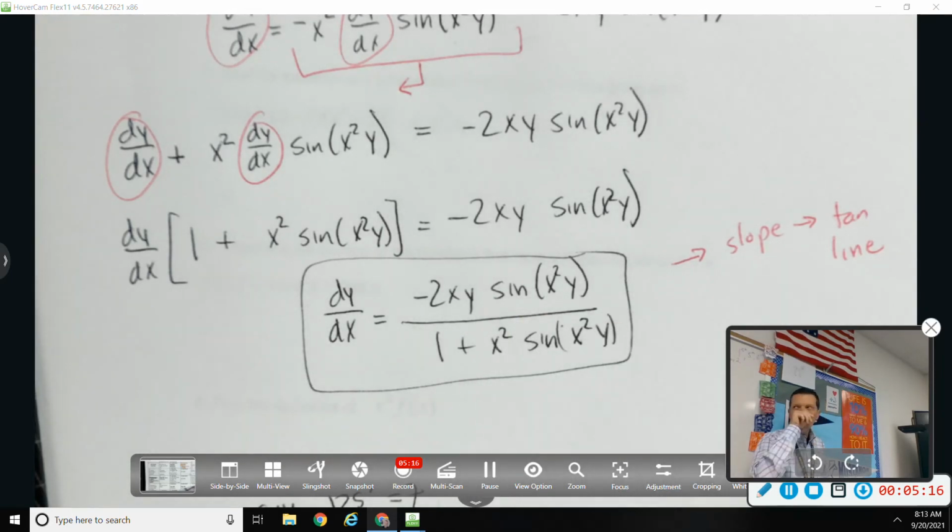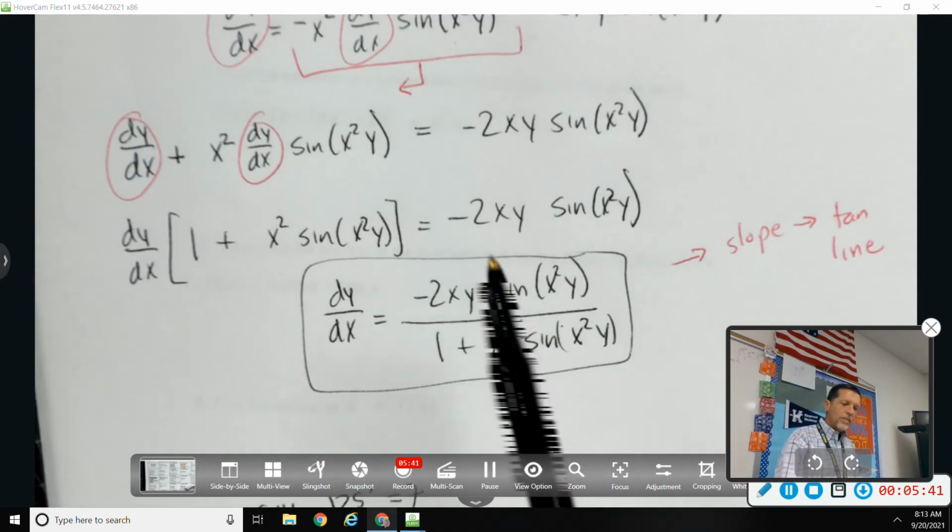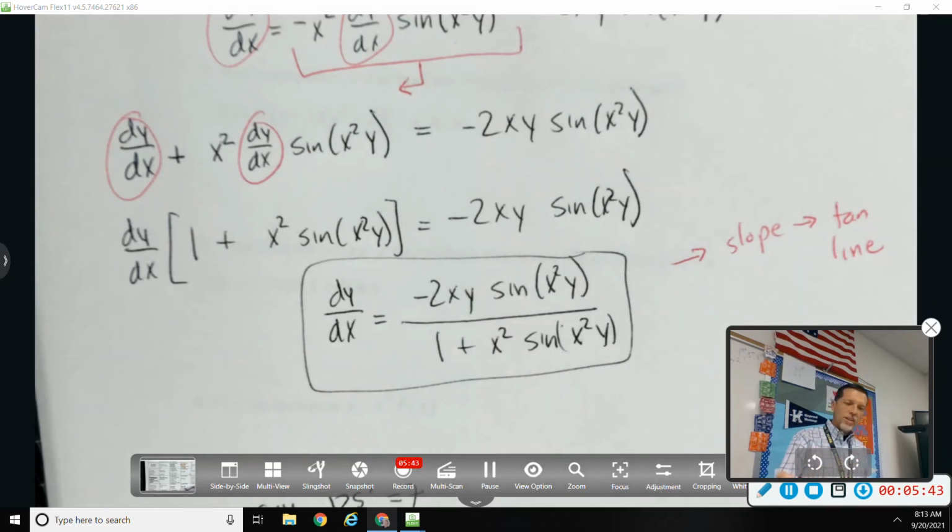But when I say horizontal tangent line, what should your brain be thinking? Slope is 0. When I say vertical tangent line, what are you thinking? Slope is undefined. And what would make a derivative be undefined? If the bottom is 0. So, yeah, that'd be a pain for this one because there's too much stuff going on. But generally speaking, if the top is 0, it's a horizontal tangent. If the bottom is 0, it's a vertical tangent.